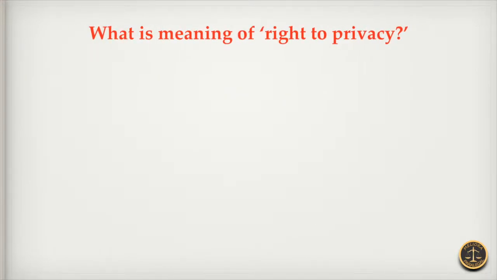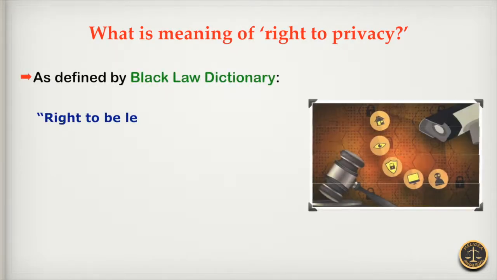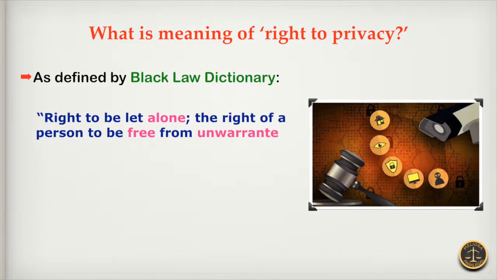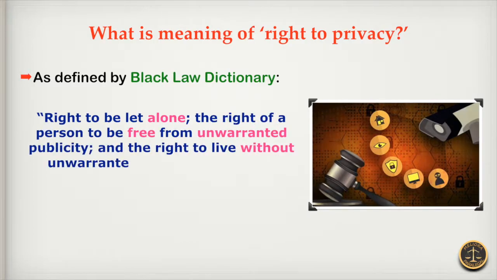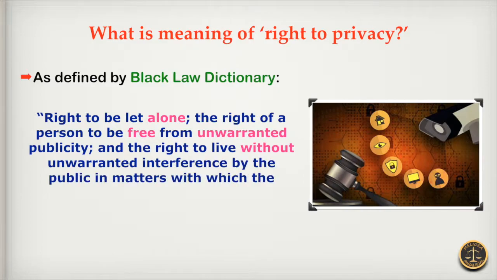Now the question is, what is the meaning of right to privacy? As defined by Black's Law Dictionary, it is the right to be let alone, the right of a person to be free from unwarranted publicity, and the right to live without unwarranted interference by the public in matters with which the public is not necessarily concerned. It means such a right determines the non-intervention of secret surveillance and the protection of an individual's personal space and personal information.